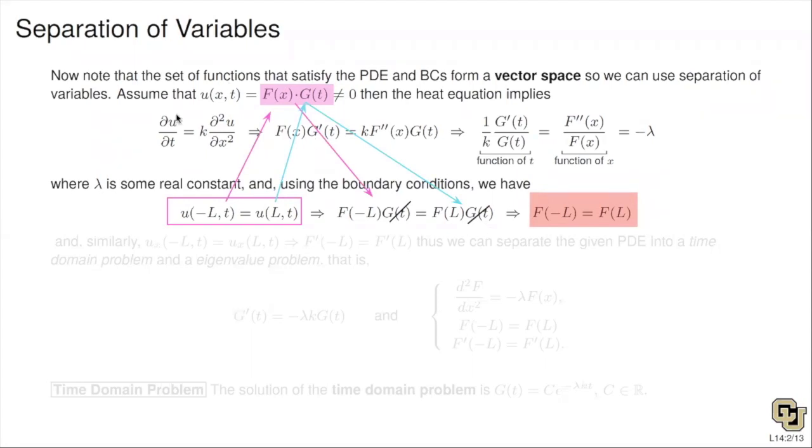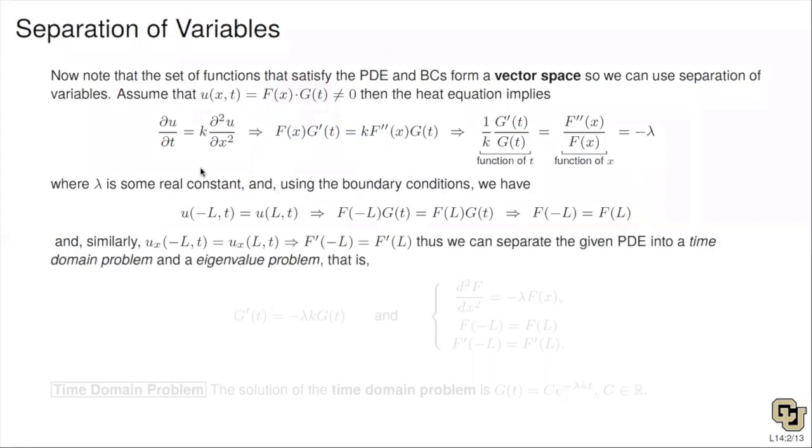And we do the same thing with the derivative, because the other boundary condition is partial U partial X at negative L equals partial U partial X at L. So the heat flux is continuous. The temperature is continuous at the ends where they touch, and the heat flux is continuous. And so that translates to, that's an X derivative, so that gives us an F prime here. And so you get F prime of negative L equals F prime of L.